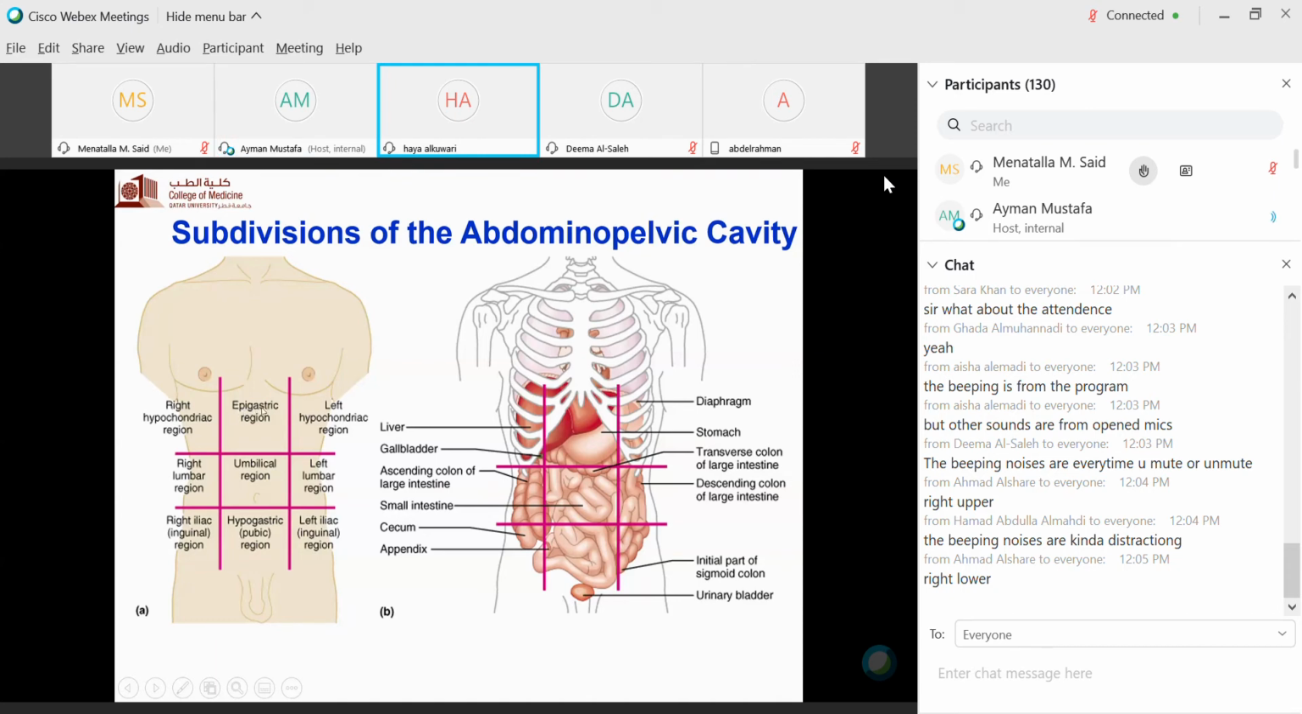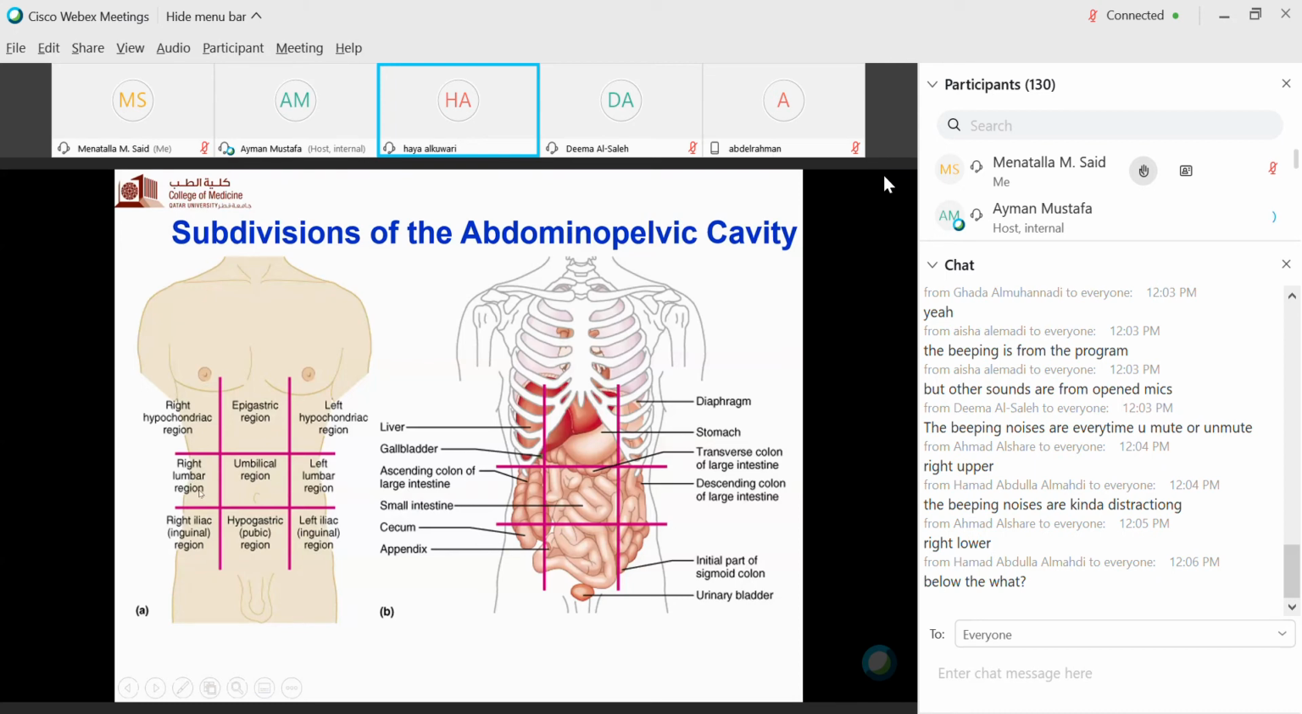Why do we call it epigastric? This is where the stomach mainly is, so we call it epigastric. Gastric is a word that refers to the stomach. Here we have hypochondriac. What does hypochondriac mean? It means below the ribs. So I have left and right hypochondriac. Then the umbilical region. Why? Because here the umbilicus is located, your navel, your belly button.